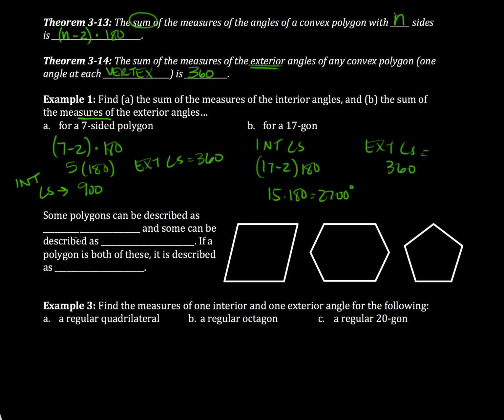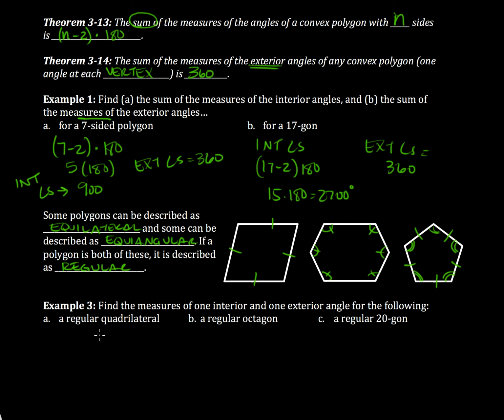We can look at polygons and we can describe them either as equilateral, which means all the sides are the same length. Or we can maybe describe them as equiangular if all the angles are the same measure. Or if they are both equilateral and equiangular, we can call them regular. So this guy down here would be a regular pentagon. All his sides are the same length and all the angles are the same measure. So that's a regular pentagon.